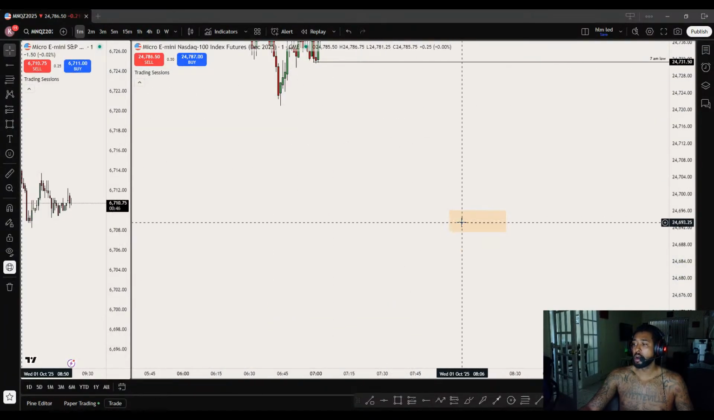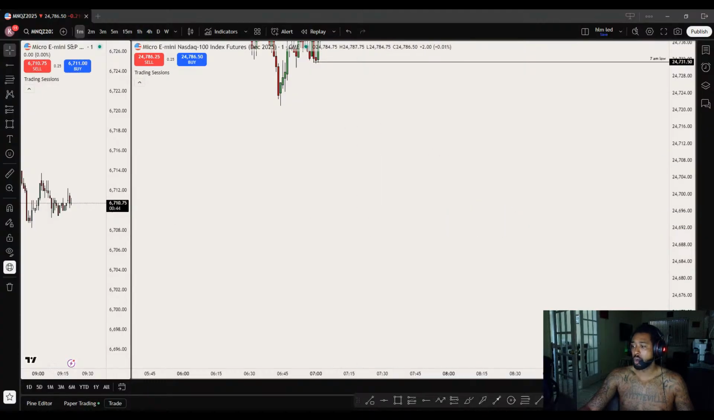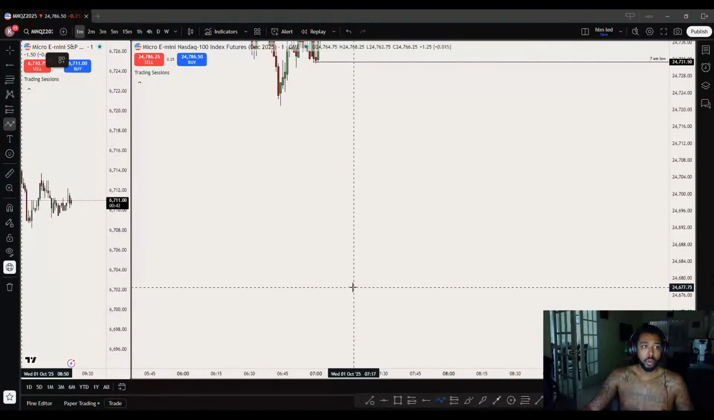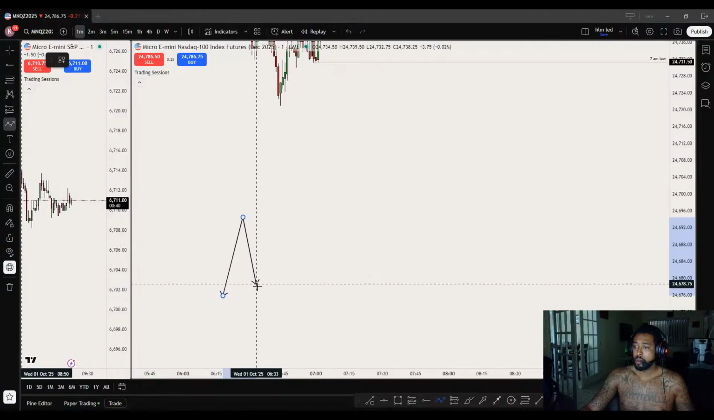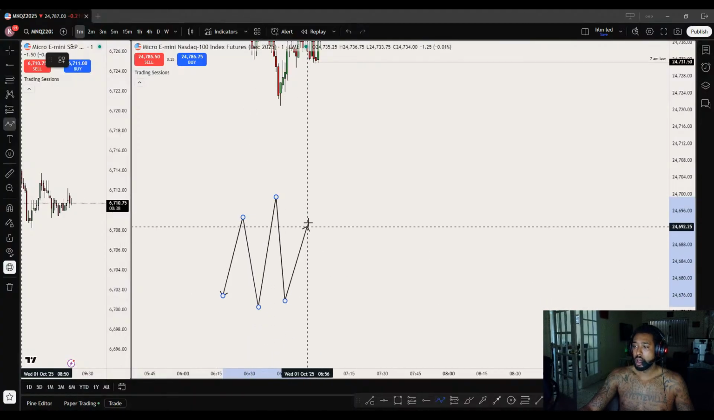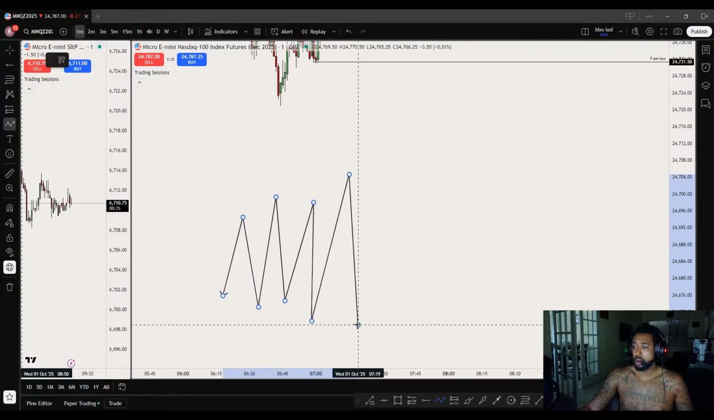High resistance market is what we're looking at now, when we create a low, high, lower low, higher high, low, high, lower low, higher high, low, high.